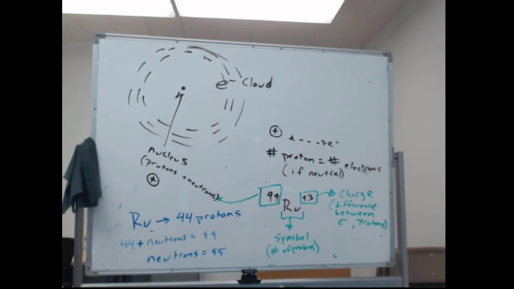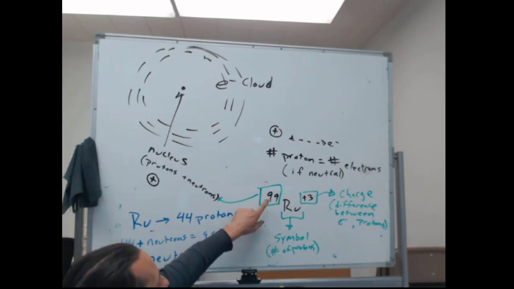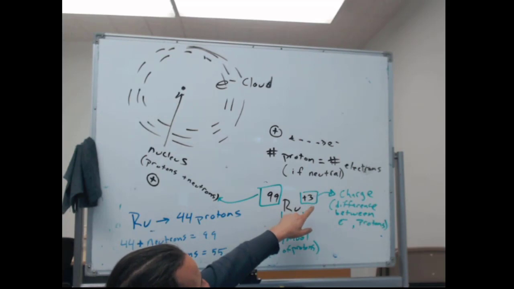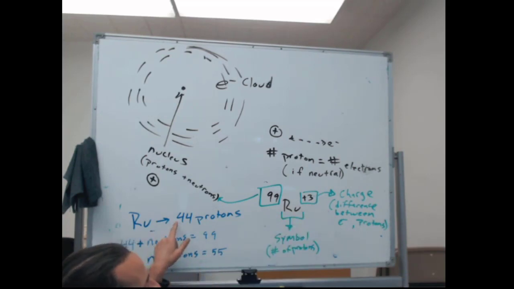We get 55 neutrons. The last thing we have to do is figure out the number of electrons. If this was a neutral atom, it would be 44 electrons, because the number of protons and electrons would be equal to each other. All of those pluses, all of those minuses would cancel each other out. In this case, we've got a +3.